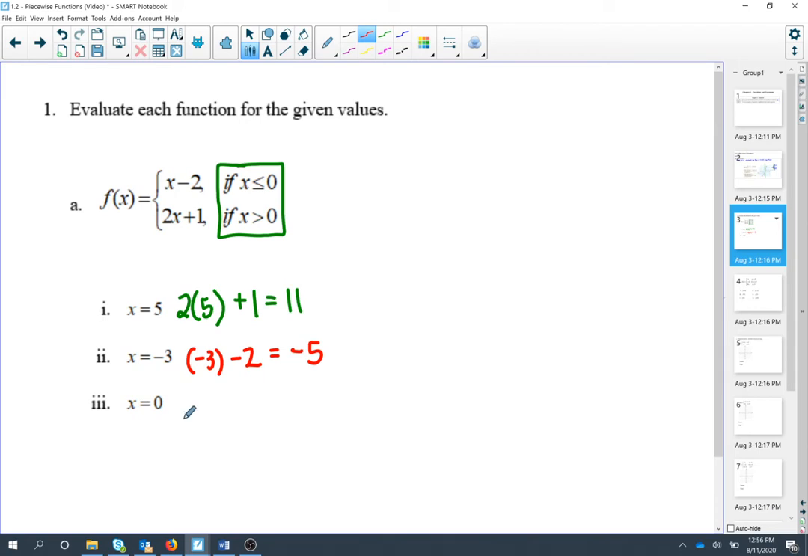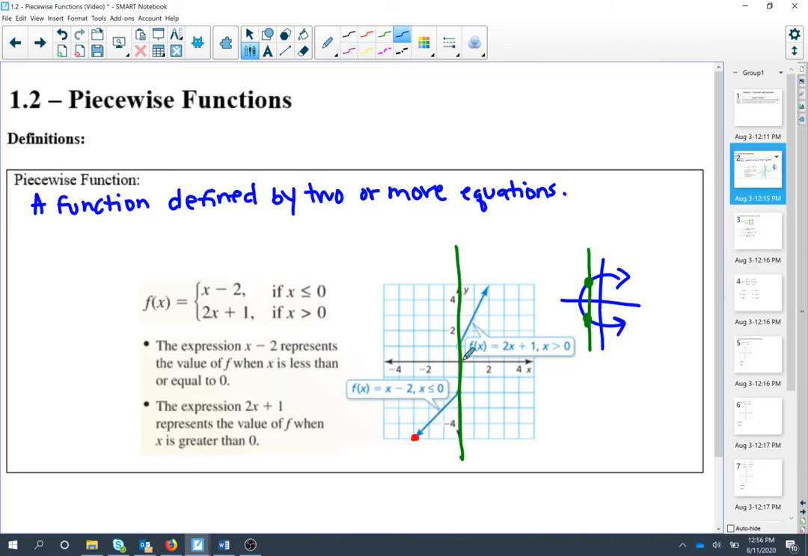x equals 0. Okay, so x equals 0. Is that x less than or equal to 0, or is that x greater than 0? x equals 0 is 0, so we're going to substitute it into the top one. So 0 minus 2 is negative 2. And again, if we go back and look at our graph at x equals 0, we would be down here at the closed dot at negative 2. We wouldn't be up here because that's an open dot, which means we're not really there.